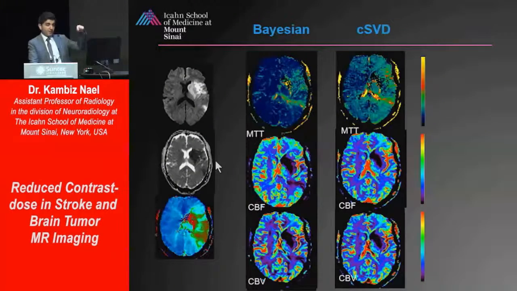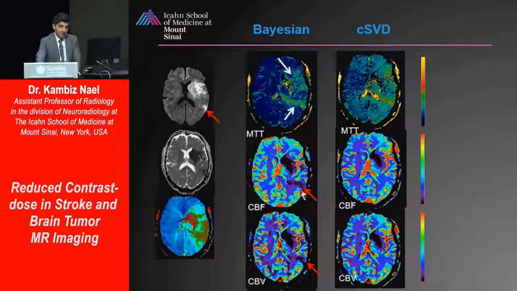And then if you go one slice lower down, again, large infarction, there's another peripheral wedge-shaped infarction along the lateral aspect of the temporal lobe. And again, just appreciate the better delineation of hypoperfusion as opposed to CSVD, which is quite difficult to delineate where the hypoperfusion region is. And also look at this peripheral infarction that you can appreciate on CBF and CBV maps processed with Bayesian. Not so much, I mean, you can see a hint of it, but not as clear as Bayesian processed images.